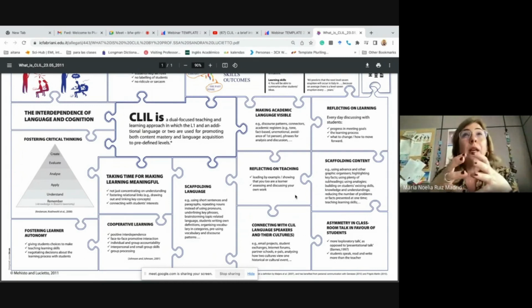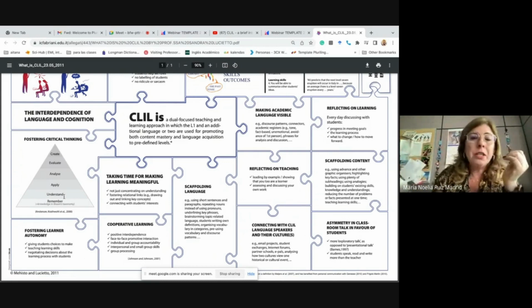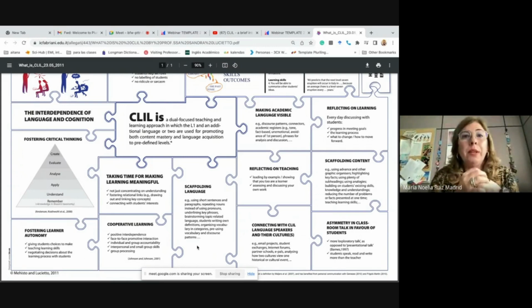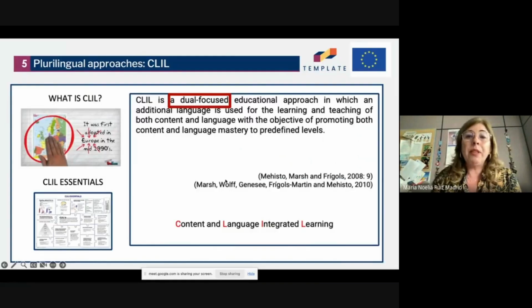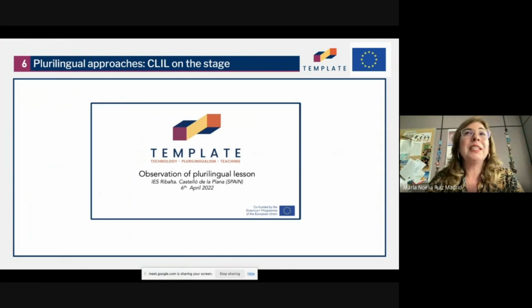And the scaffolding aspect becomes fundamental. So trying to help our students to digest content through an additional language requires the design of very specific and effective scaffolding, okay, not only for the language, but also for the learning process itself. So as you can see, there are lots of aspects we have to take into account when we deal with CLIL, okay? And that's why it's a complex approach, let's say, within the plurilingual approaches we have already mentioned, but it's also been very popular, and studies show that it's also effective at some point. So that's why we propose CLIL as the approach for this webinar today.